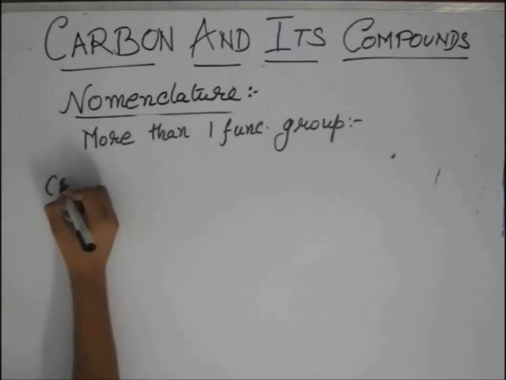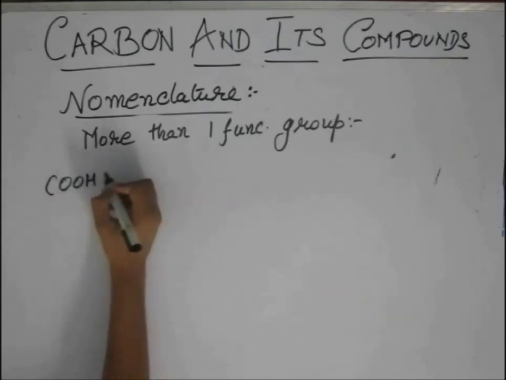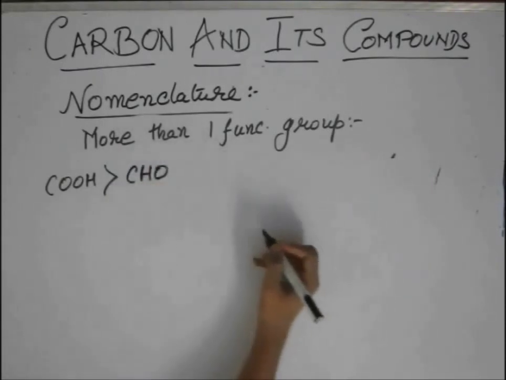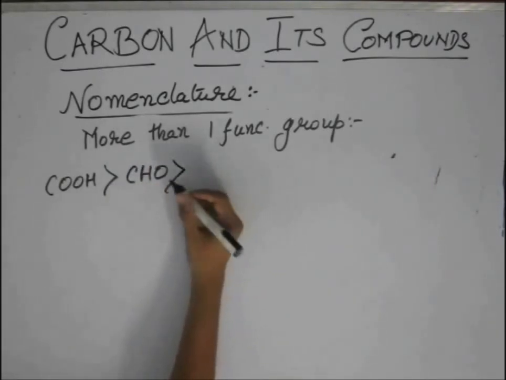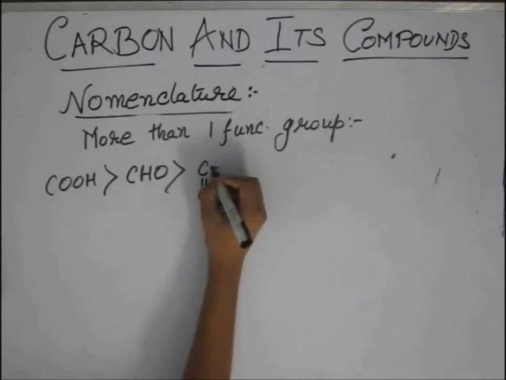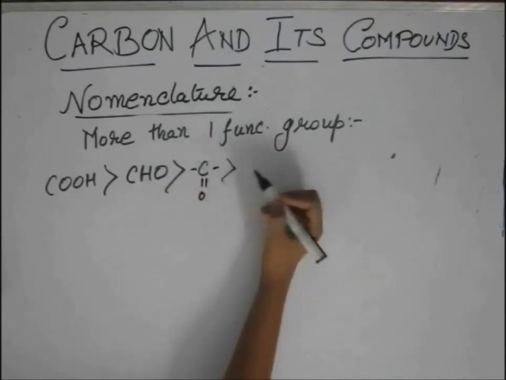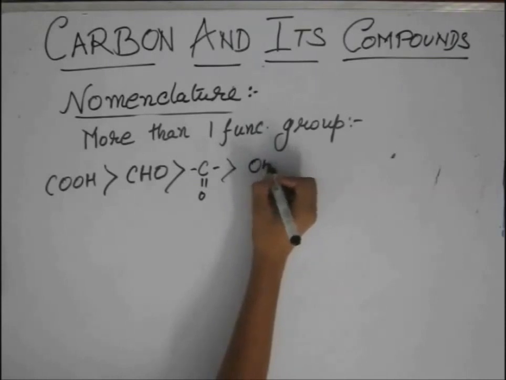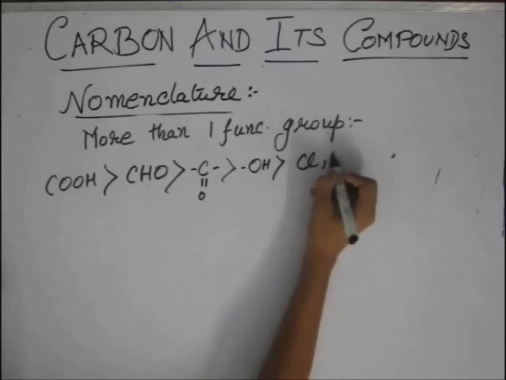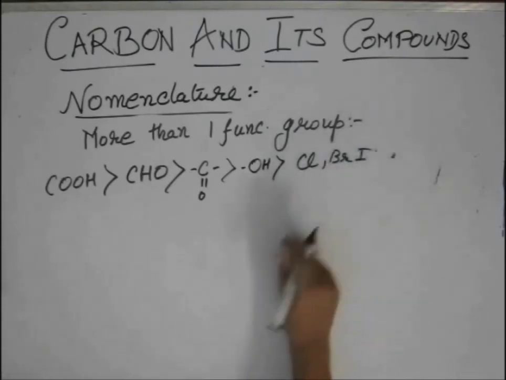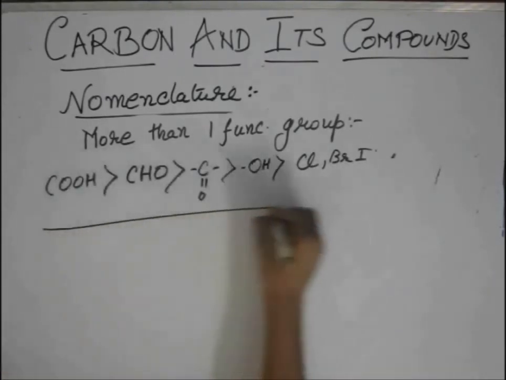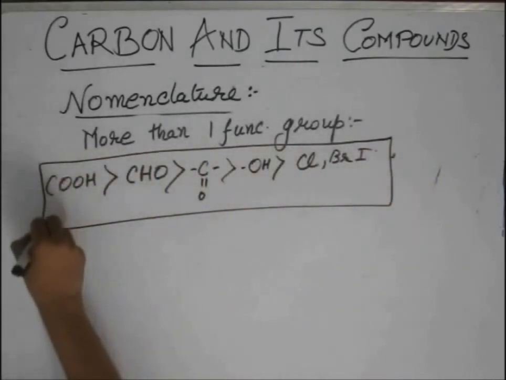It says that the acid group has the highest preference. Then comes the aldehyde group. After the aldehyde group comes the ketone group. After this ketone group comes the alcohol group, and after this alcohol group comes chloro, bromo, iodo, all these things. This is in general the functional group preference.